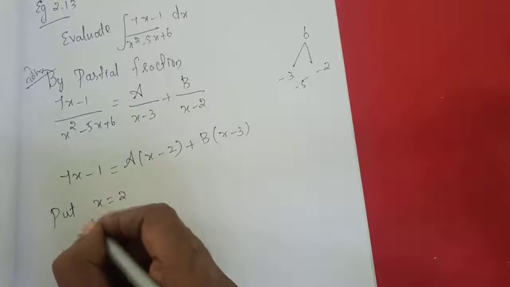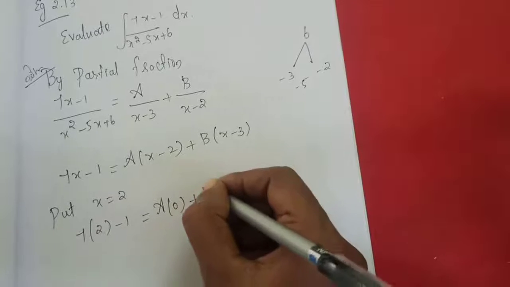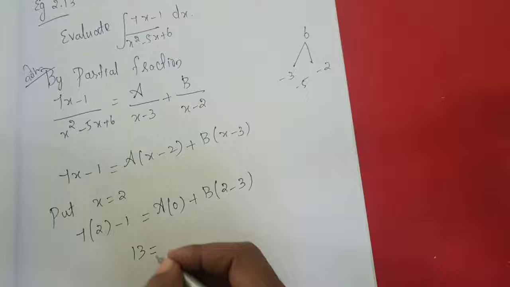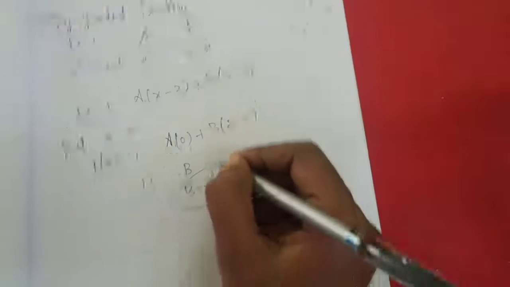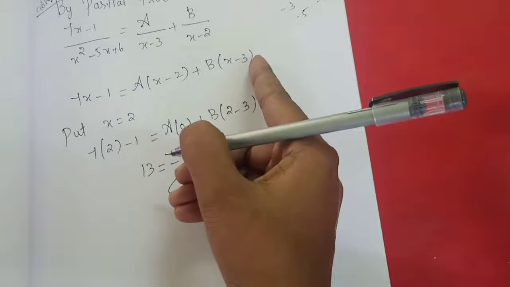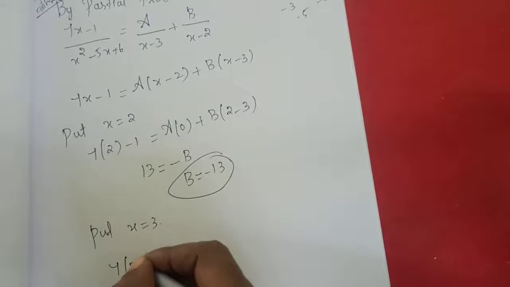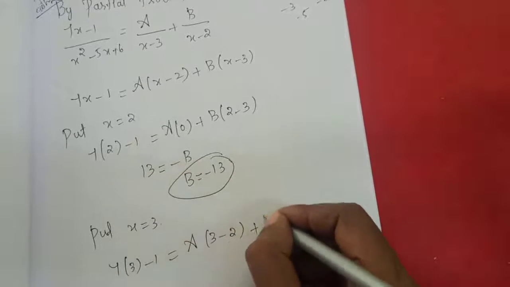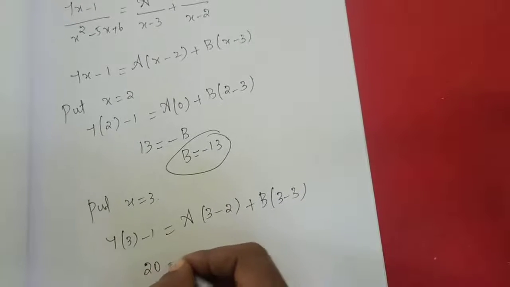If you substitute here, 7 into 2 minus 1 is equal to a will become 0 plus b into 2 minus 3. So 13, is it right? 13 is equal to minus b. So b is equal to minus 13. Now we need to find a value. For that I need to substitute 3. So put x equal to 3. So 7 into 3 minus 1 is equal to a into 3 minus 2 plus b into 3 minus 3. So 20 equal to a.